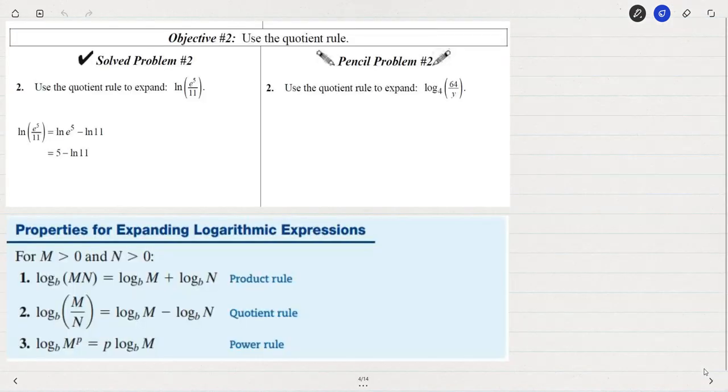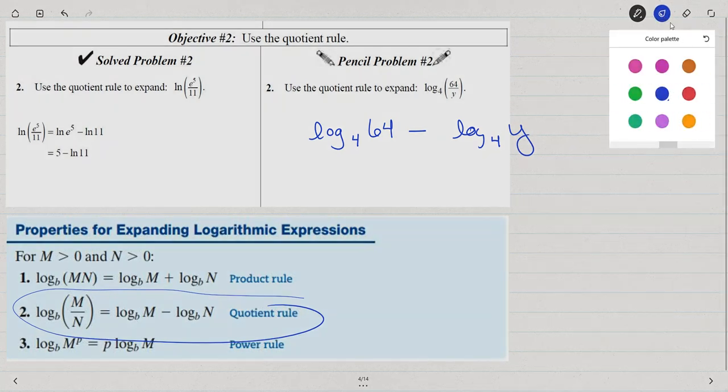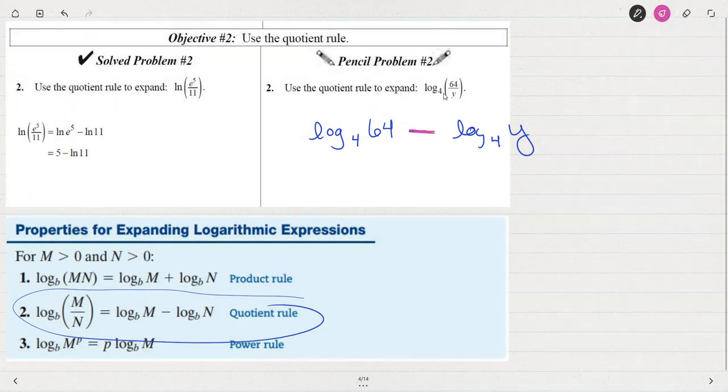We could also very similarly use the quotient rule. The log of a quotient is equivalent to the difference of the two logs. So I could rewrite this log as log base 4 of 64 minus log base 4 of y. Notice that this does have to go in order. The numerator comes first, log base 4 of the numerator, minus log base 4 of the denominator. So make sure you're putting those in the right order when you use the quotient rule.